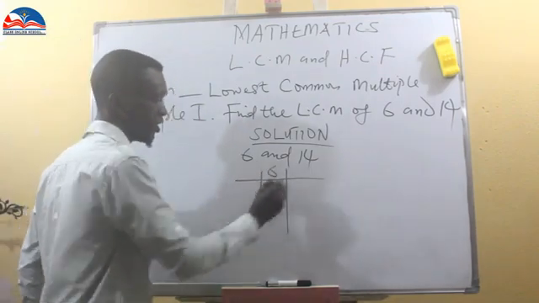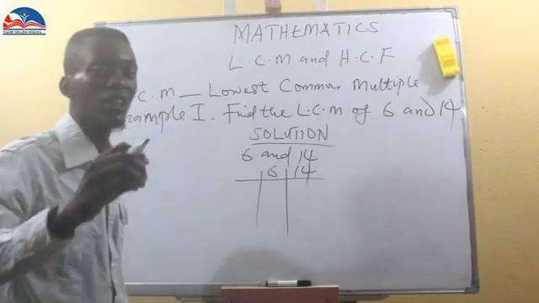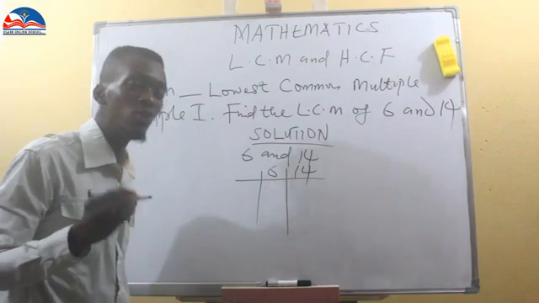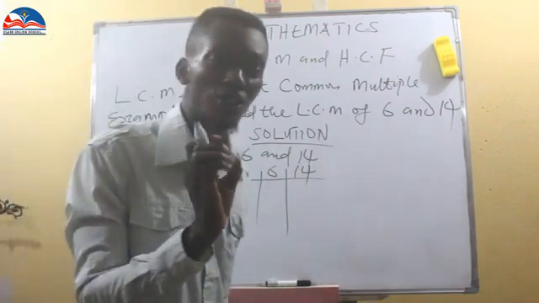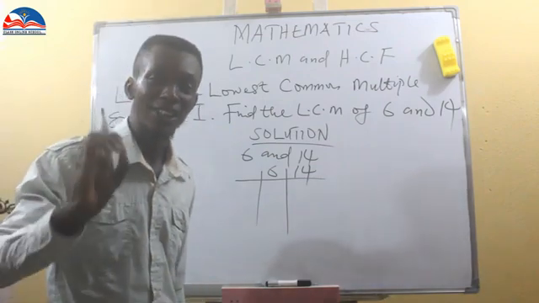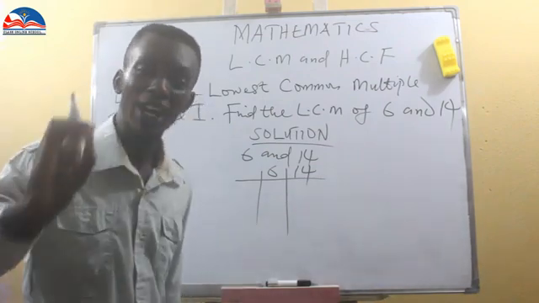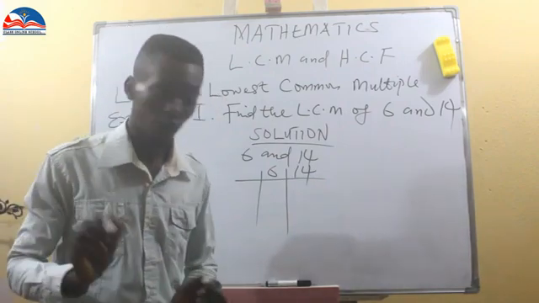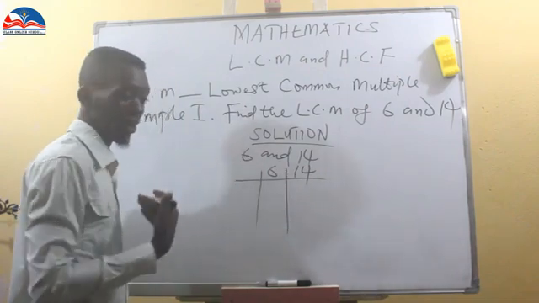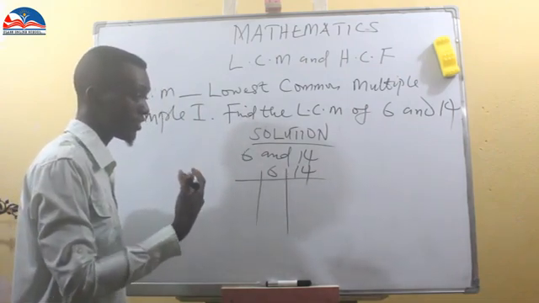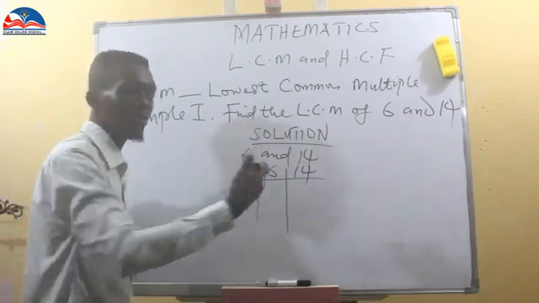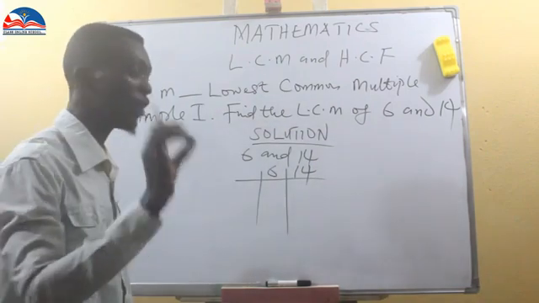You put your 6 here, you put your 14. We are going to look for the lowest common multiple. In doing this, you have to start from the lowest numbers that can divide these numbers, dividing each of them one after the other. You can't start from 1, because 1 is the lowest and if you use 1 to divide them, it's going to give you that same number. So you start from 2.